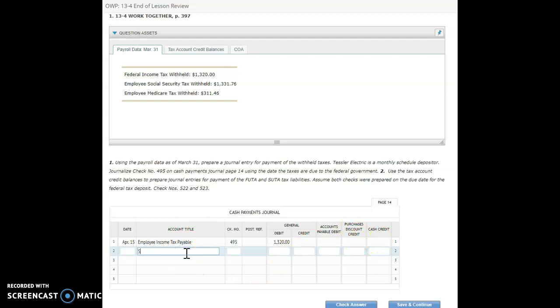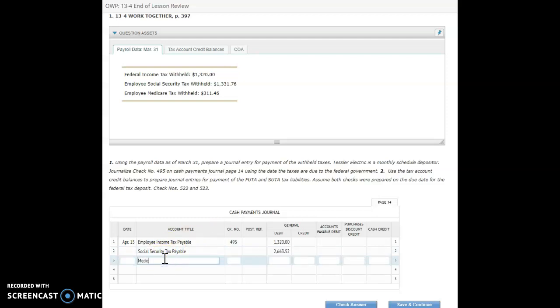So the second one is Social Security tax payable. Now, remember that this is just the employee, but the employer also has to match this up to a certain amount for these different areas, but right now we have not met that. So we need to double this amount because we need the employee half and the employer half to pay the government. So we need both. So we're going to double it. So 1,331.76 times 2, 2,632.52.